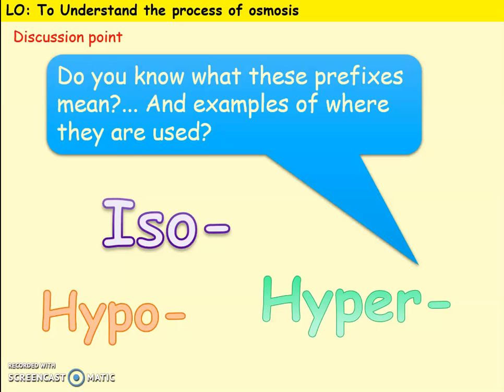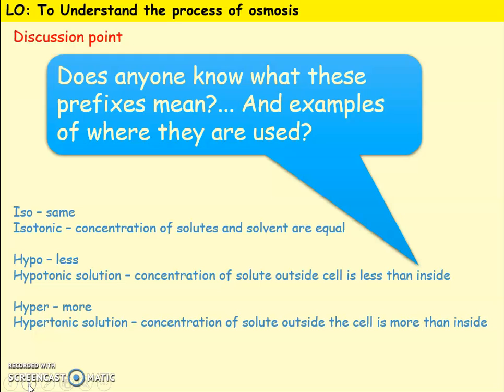So we can talk about this in terms of sugars and the amount of sugars in a substance. If hypo is low and hyper is high, what do you think iso might be? Yeah, you got it. Iso just means the same or balanced. There we are there. Explains it in a little bit more detail.